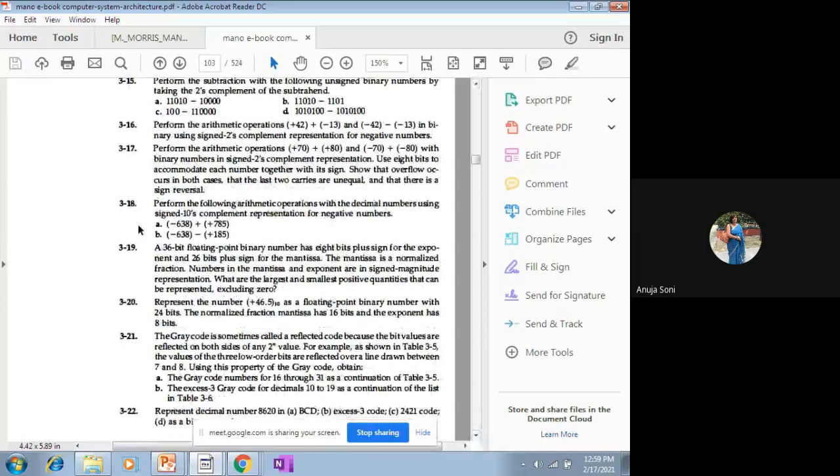Regarding question number 19 and 20, these are based on the floating point representation we did in the last class. First of all, I would like to discuss question number 20. Represent the number plus 46.5 as a floating point binary number with 24 bits. The normalized fraction mantissa has 16 bits and the exponent has 8 bits.